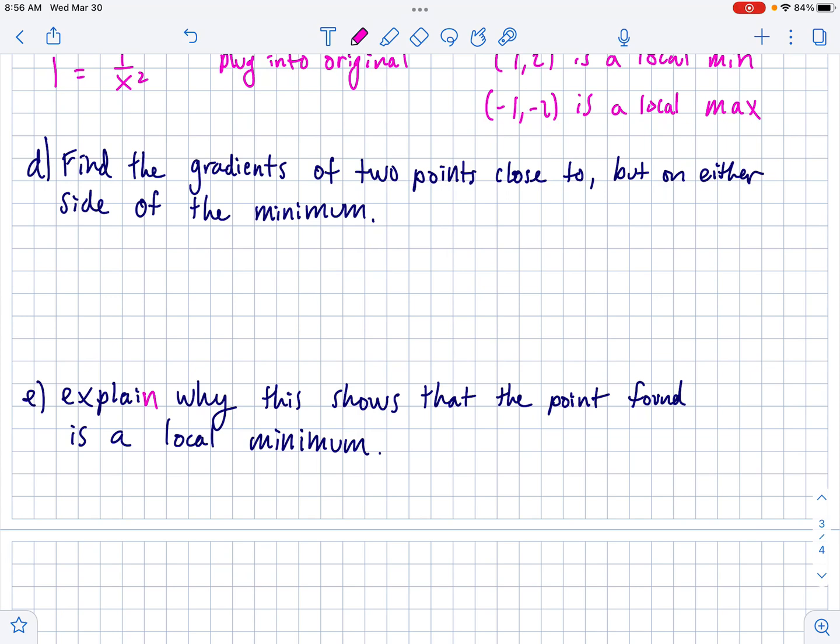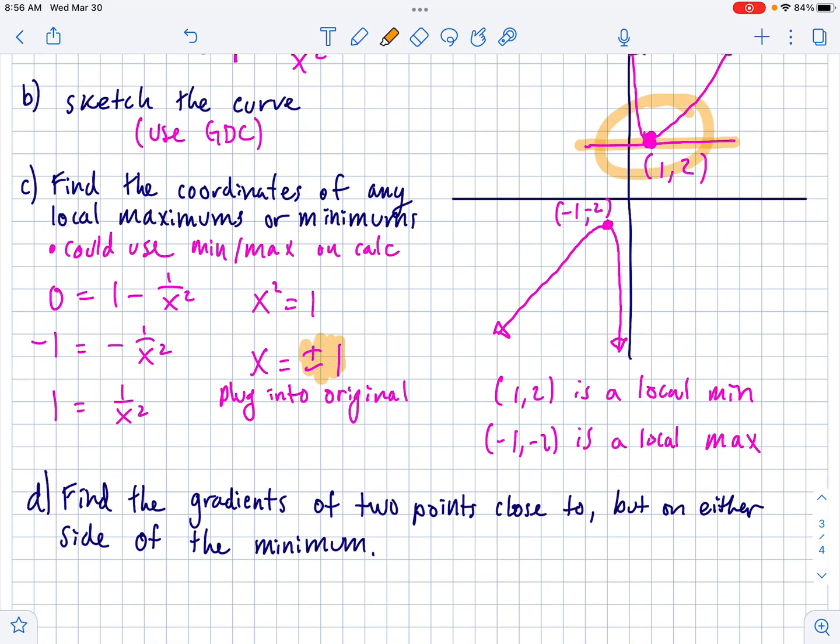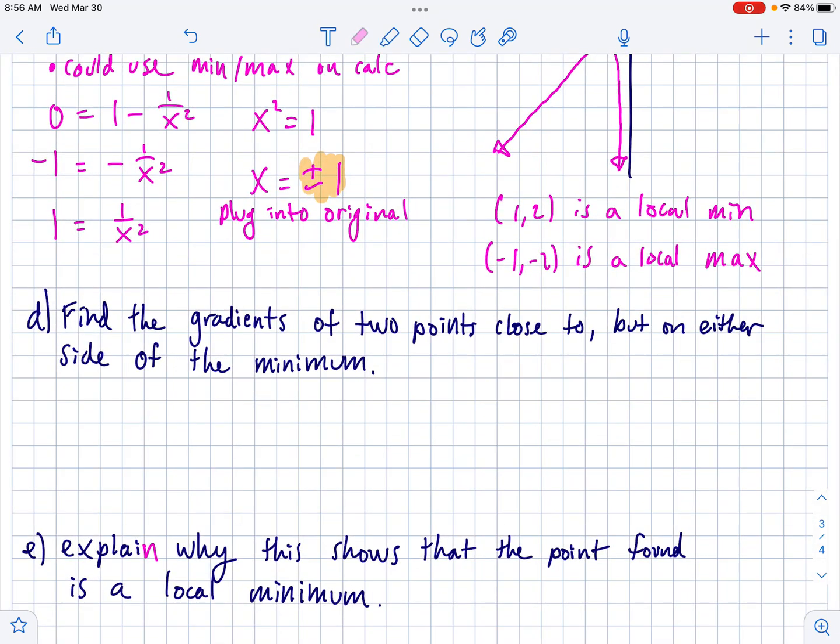Then the last part says find the gradients of 2 points close to but on either side of the minimum. So the minimum is right here, and that's at 1. So if you plug in, let's say, 0.5 into the derivative, that means dy/dx is equal to 1 minus 1 over 0.5 squared, which is negative 3 when you put it in your calculator.